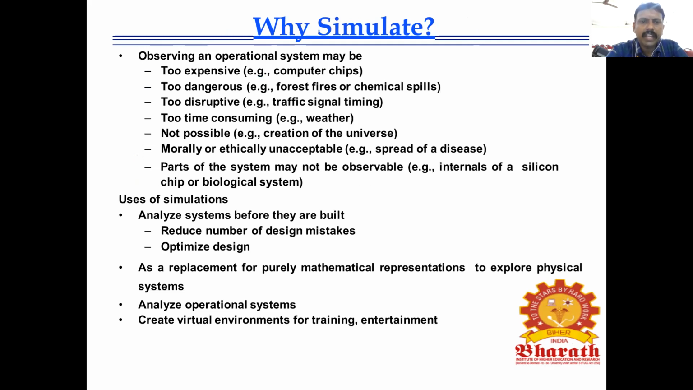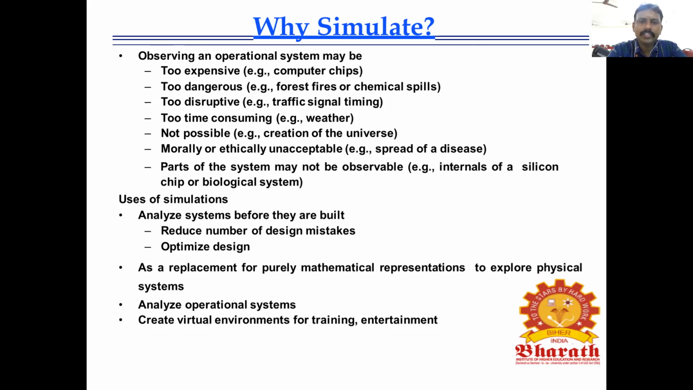Next, why the simulation? Observing an operational system may be too expensive. For example, while designing a computer chip, which may be too expensive, we first apply the simulation and then go for the real one. Some things are also dangerous, such as forest fires and chemicals. In real time we apply more examples and tests beforehand, so we use simulation for these various applications.